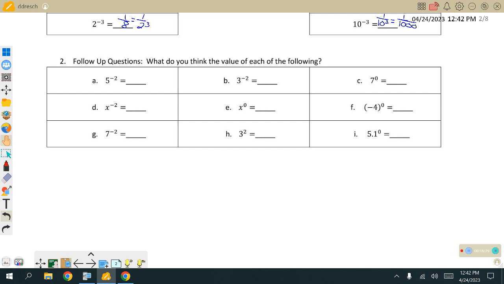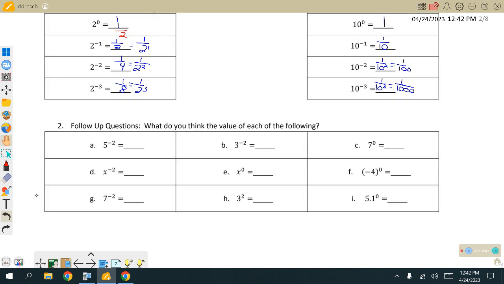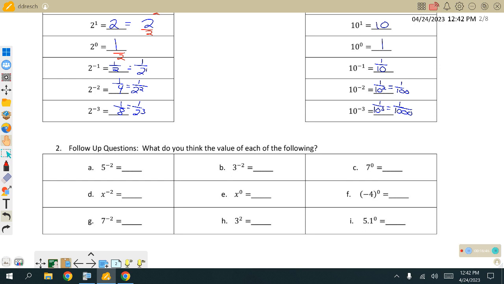So 5 to the negative 2. How do I rewrite that to make it positive? 5 to the negative 2 becomes what? 1 over 25. Look up here at our table. All these became 1 over something. 1 over 5 squared. A way that I always remember it is, cross the line, change the sign. Okay, 1 over 5 squared.